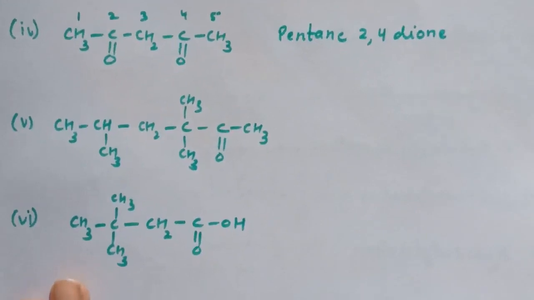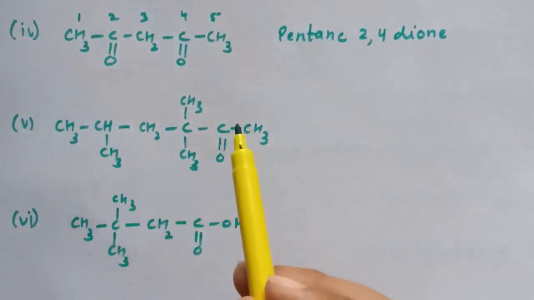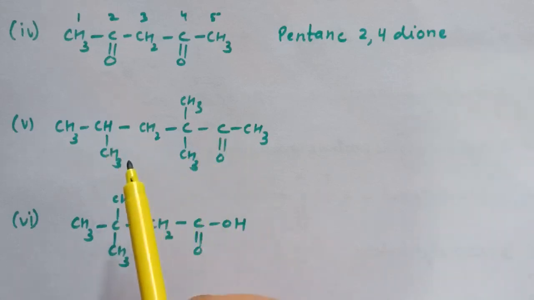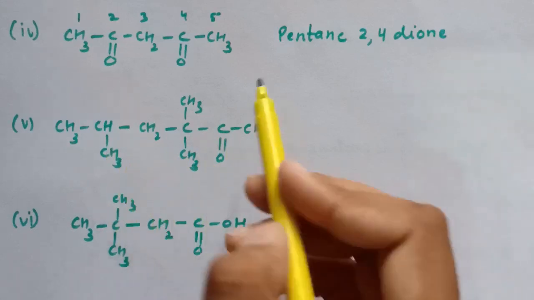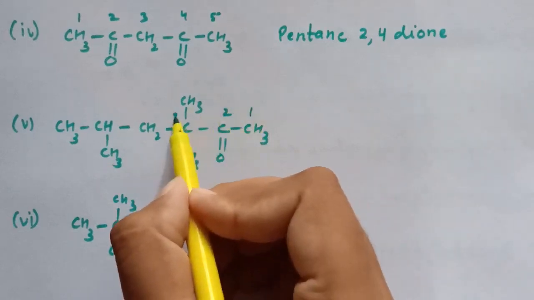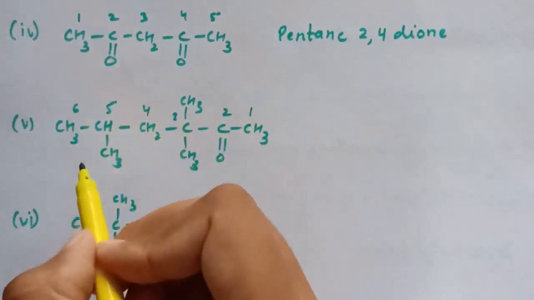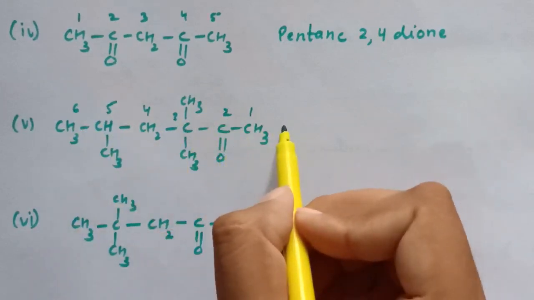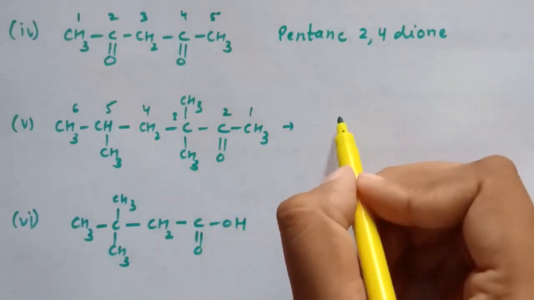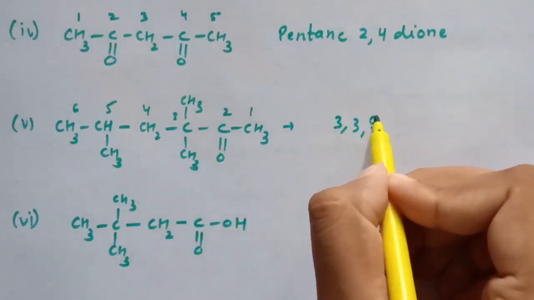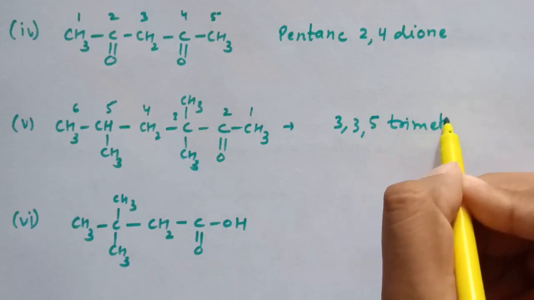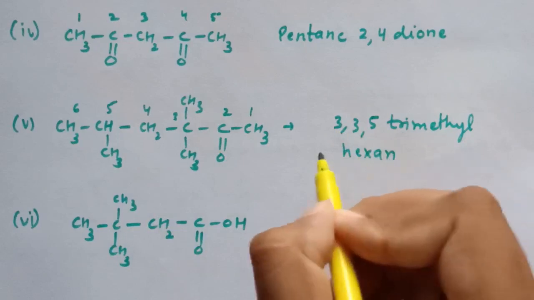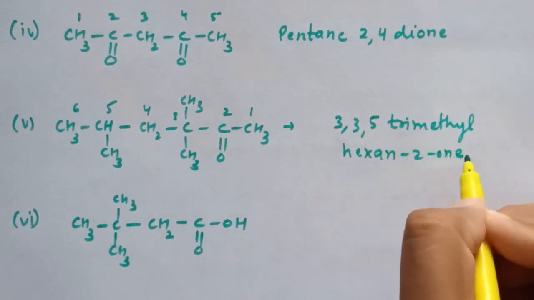Fifth again contains a C double bond O carbonyl group, and this is a ketone. Now we will start numbering from this side: 1, 2, 3, 4, 5 and 6, because when we start numbering from this side, this will get number 2. The nomenclature is 3,3,5-trimethyl. For 6 carbon atoms it is hexane, 2-one.